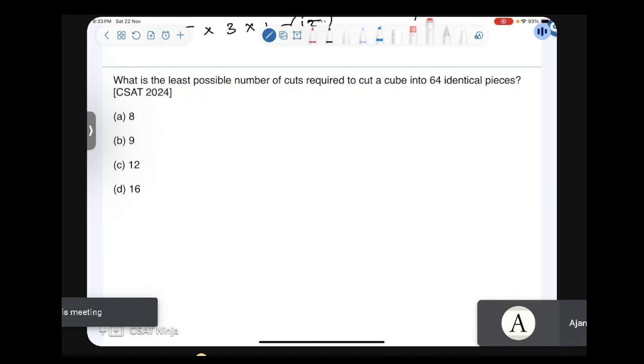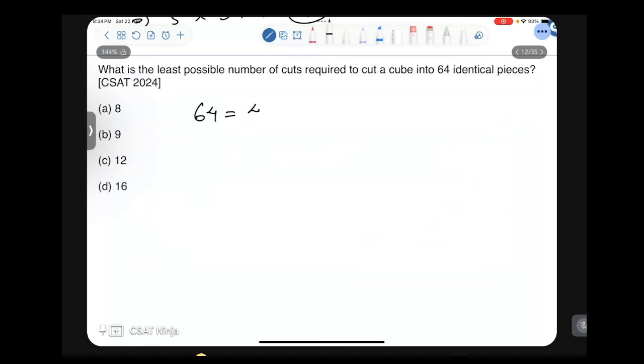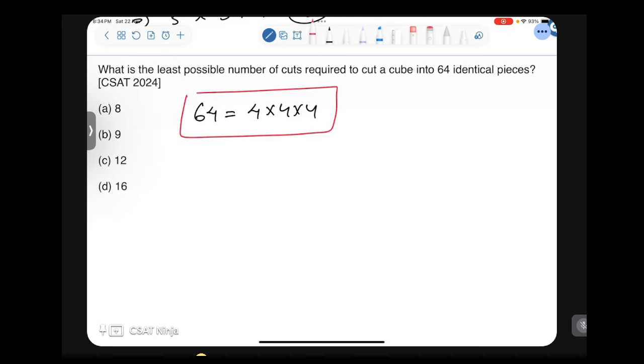So when we talk about 64 identical pieces, it is like this. If I am to cut the 64, number of pieces is given. So like I've told you earlier, when number of pieces is given, you need to find a factor. That's the best way. So if I want to find a factor of 64, can I say it is 4 into 4 into 4? It's a perfect cube. So which means I can make a factor something like this. That means the cube here is like this.